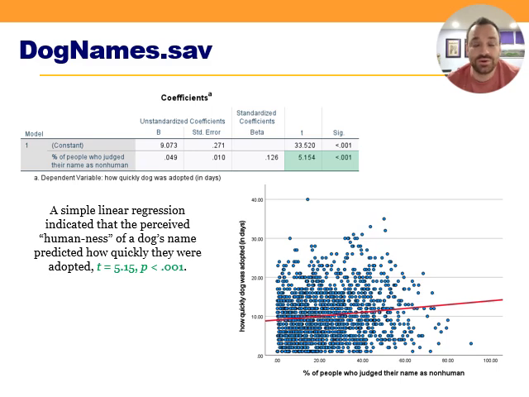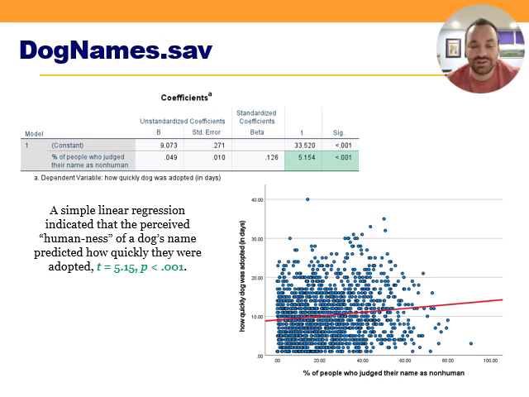The next thing we would want to know is whether this relationship is positive or negative. To figure that out, we could look at the t-statistic, which in this case is positive 5.15. Since the t-statistic is positive, it tells us that the relationship is positive. So the more non-human a dog's name sounded, the more days it took for them to get adopted. Alternatively, we could say that the less non-human, which is another way of saying the more human a dog's name sounds, the faster, or the fewer days, they would get adopted in.